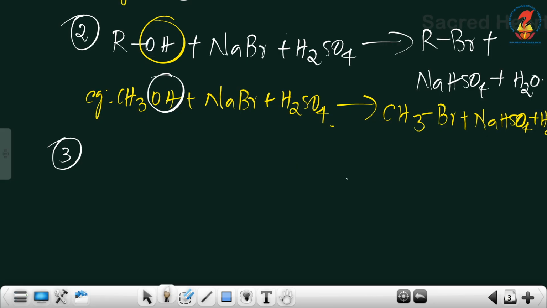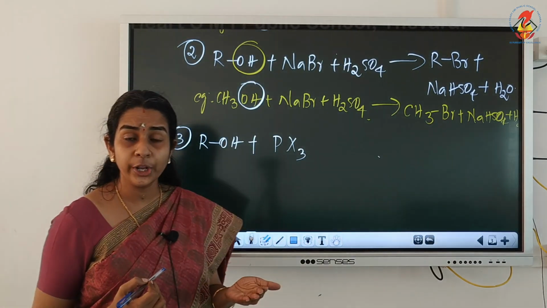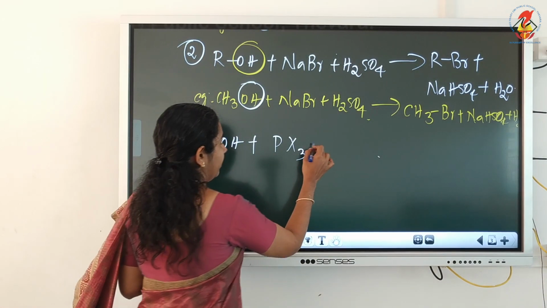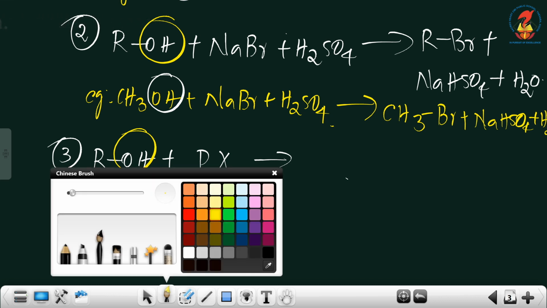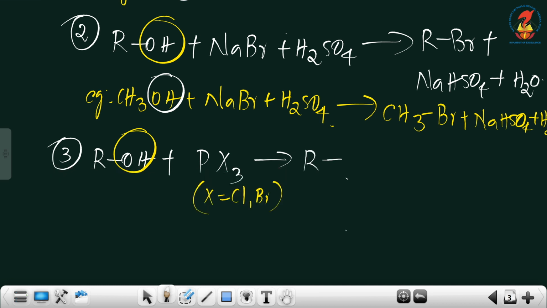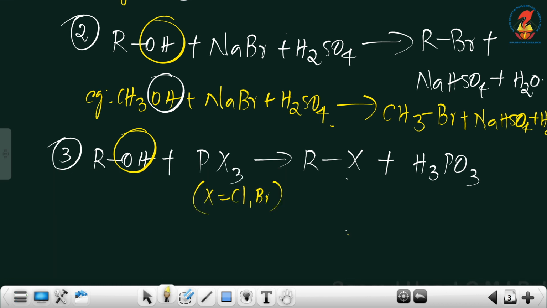Now the third reaction is alcohols on reaction with PX3, phosphorus trihalide. Here X can be chlorine or bromine. OH will be replaced by X. So remember, X can be chlorine or bromine. We get RX plus the byproduct H3PO3.